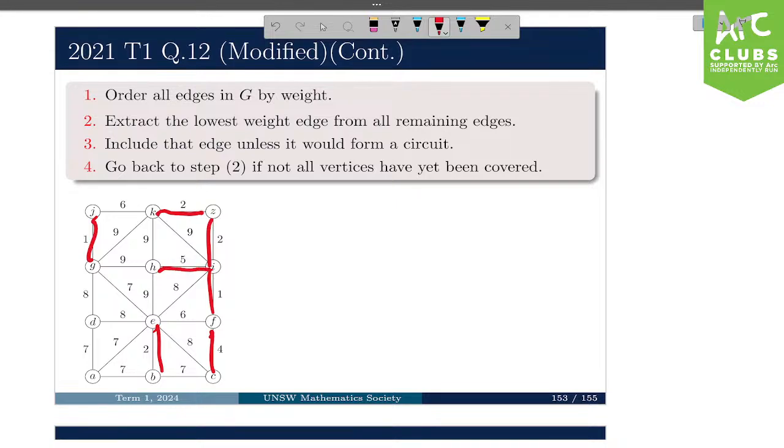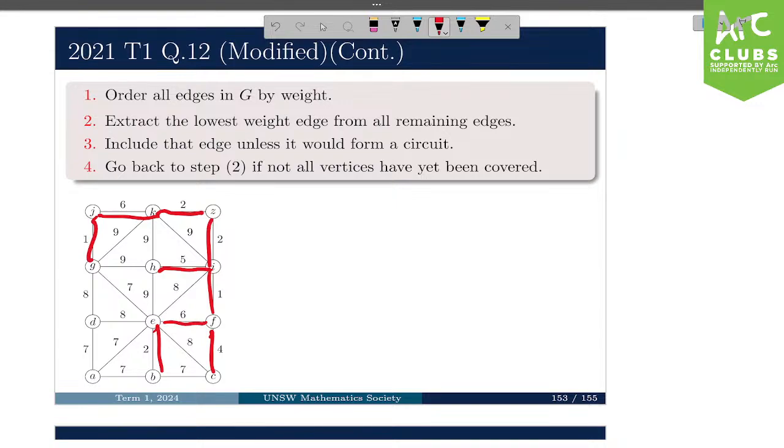And then I have a 5 here. Do I have any other 5s? Nope, no other 5s. Then I try the 6s. Nope, no other 6s. Just kidding. And then I have some 7s. Okay, yeah, I have some 7s.